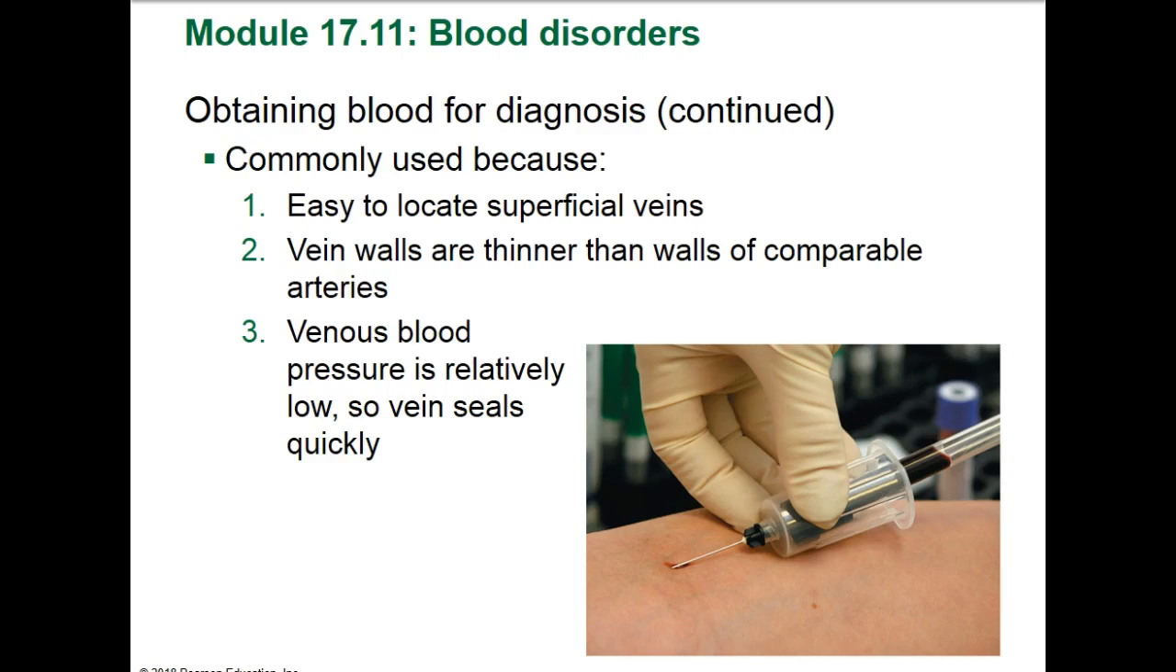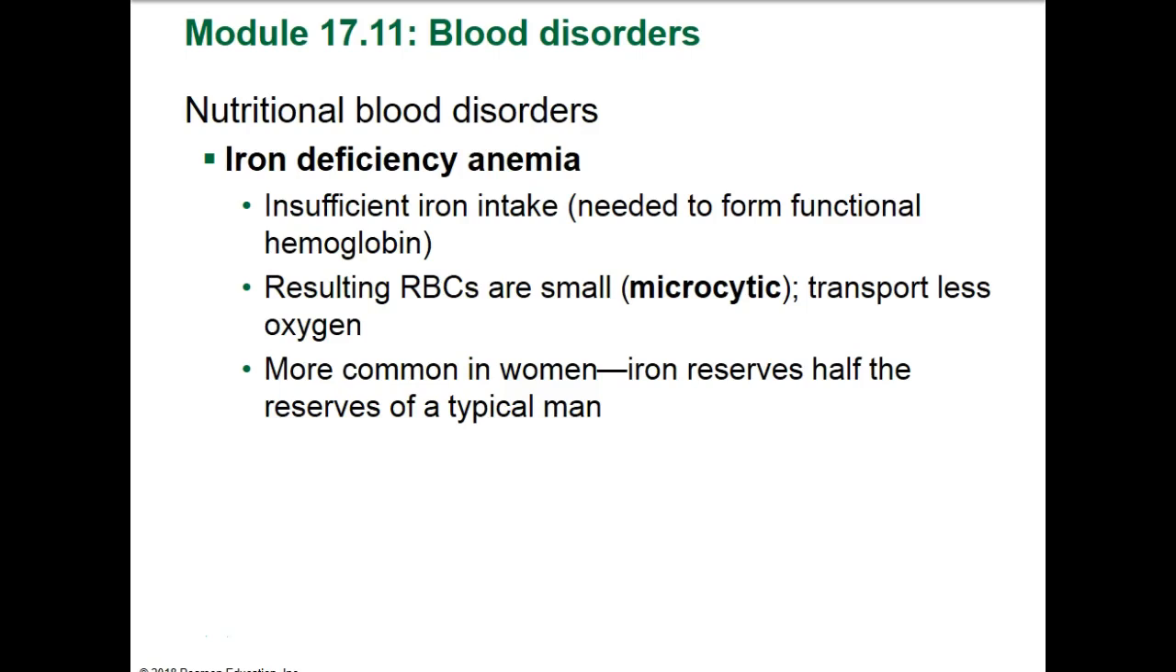The venipuncture is commonly used because it's easy to locate the superficial veins. Vein walls are thinner than the walls of the comparable arteries. Venous blood pressure is relatively low, so the vein seals itself pretty quickly. You really don't want to hit an artery if you don't need to. And you know it if an artery's been hit, because it is under pressure.